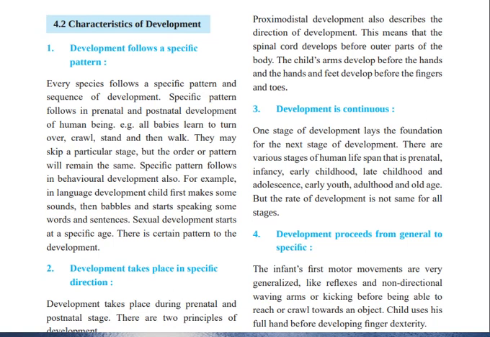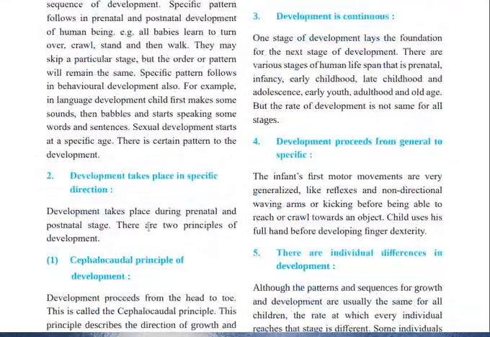These are the characteristics of development we are learning. The name of the chapter is human development, and our development has certain characteristics. Human development, which we are learning in psychology, also has a specific pattern. The first characteristic is that it develops in a specific pattern. Each species develops in a specific pattern and in a specific direction.